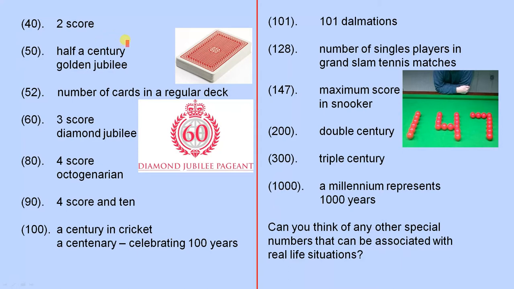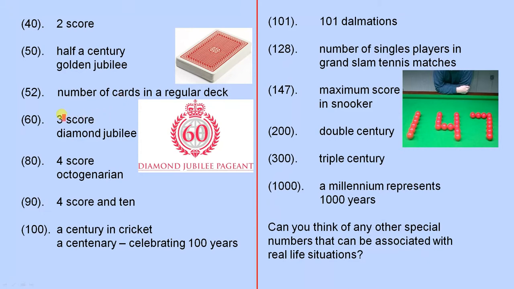50 is a half a century, and you also celebrate a golden jubilee. That's a very special celebration for something that's lasted for 50 years. Could be a wedding or something special. 52 is the number of cards in a regular deck. So a regular deck of cards, not counting the joker, has 52 cards in it.